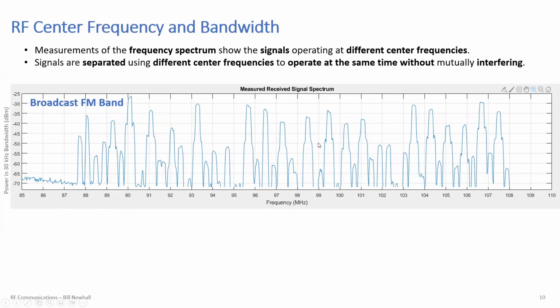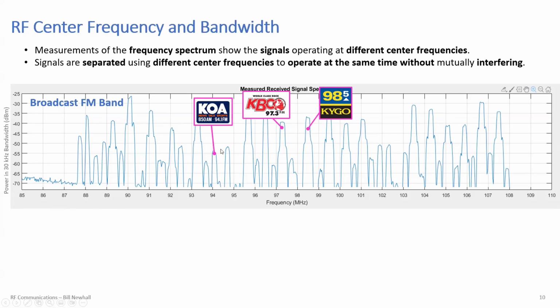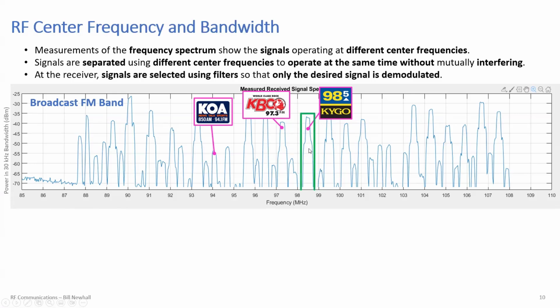Okay, these signals are separated using different center frequencies to operate at the same time without mutually interfering, right? So this is KOA right here, 94.1. This is KBCO, 97.3. This is KYGO, 98.5 right here. Those are the center frequencies in megahertz. And so at the same time, if you look at the output of your antenna, all of these signals are coming out on top of each other, summed together all at once. They all interfere with each other, right? If you just look at the whole spectrum without filtering out one of those signals.